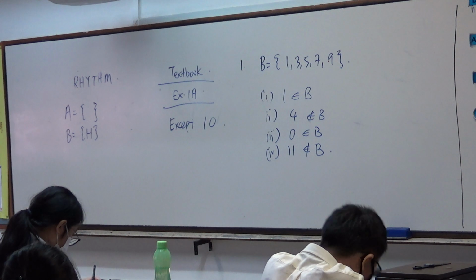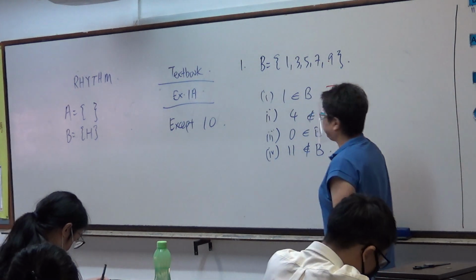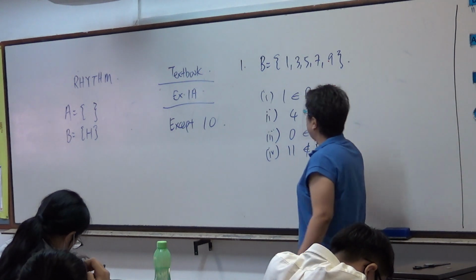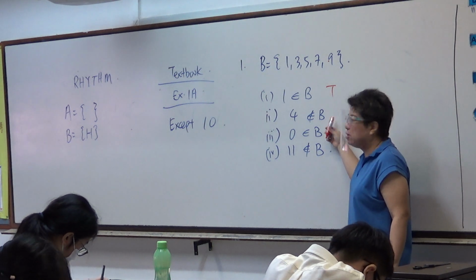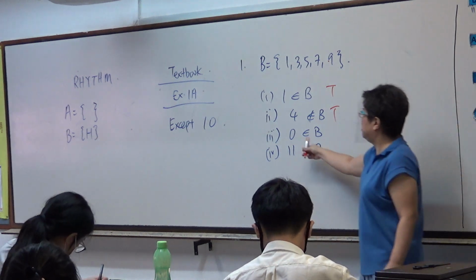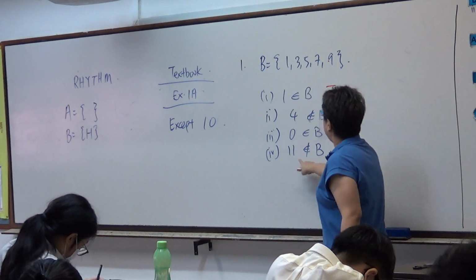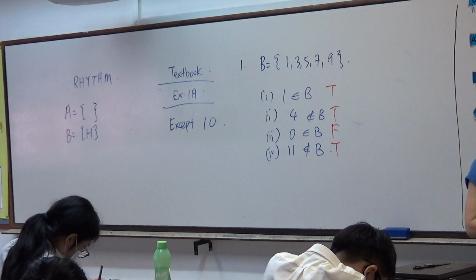Now, let's take a look. Is 1 an element of B? Yes, so true. Is 4 not an element of B? 4 is not an element of B, right? So this is also true. Correct? How about this? 0 is an element of B. False. 11 is not an element of B. So it's true, false, true.